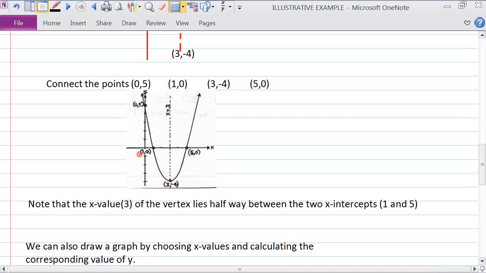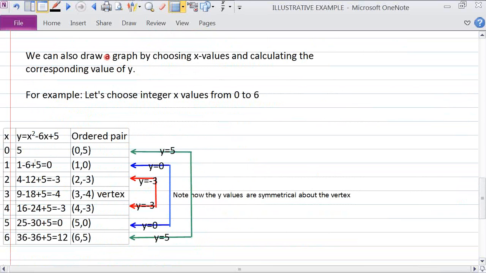Now, one interesting thing, note that the x value of the vertex, or the axis of symmetry, this value right here, lies halfway between 1 and 5. If you add 1 and 5, you get 6. 6 divided by 2 gives you 3. So that's always a check that your x value on your vertex should be halfway in between these two values here if there are two intercepts.